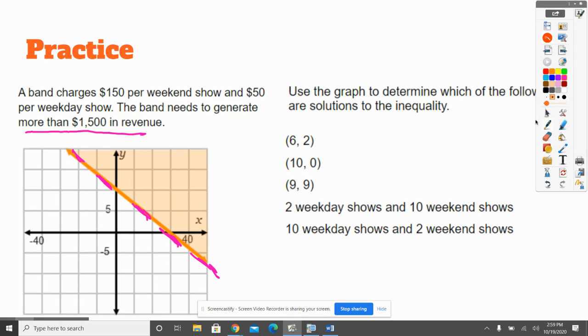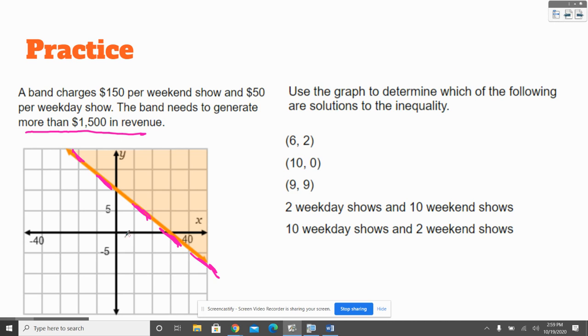And we're going to use the graph to answer which ones are solutions. So is 6, 2 in that region? Well, it's kind of hard to tell what my scale is here. If you can't tell, you can plug it in, but look, we're going by 8s. So 6, 2 would be like in here. And is that part of the region? No, it's not.